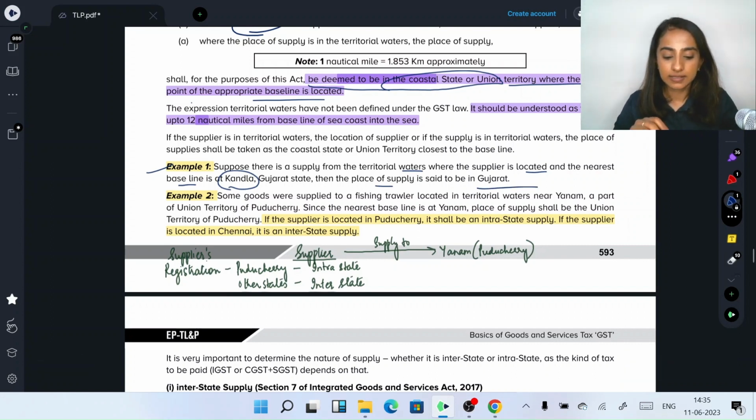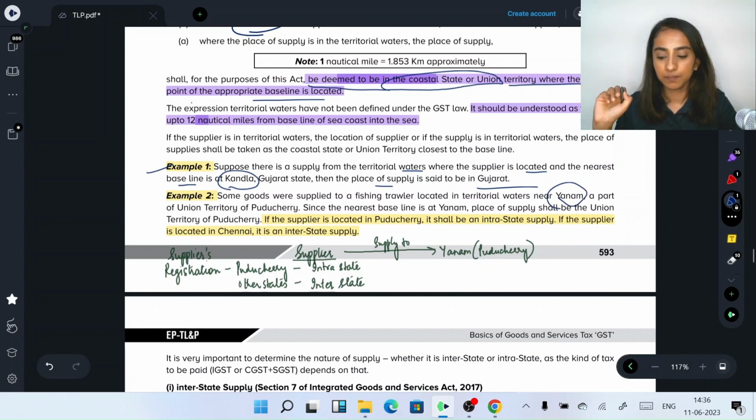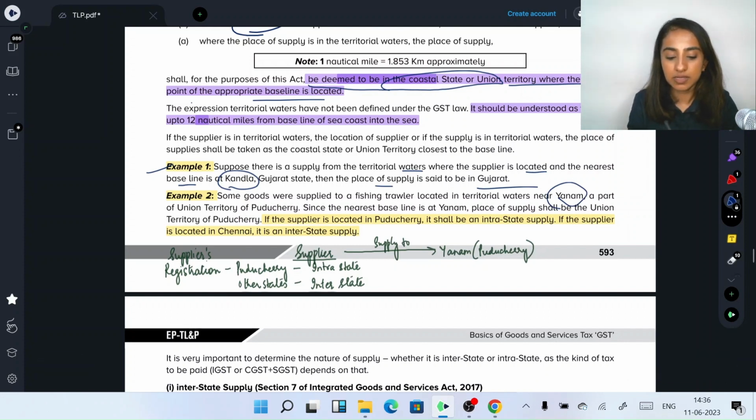Now next, what are they saying? Some goods were supplied to a fishing trawler located in the territorial waters near Yanam. Okay, a part of the union territory of Puducherry. So this Yanam is close to Puducherry. Since the nearest baseline is Yanam, the place of supply will be the union territory of Puducherry. Correct?